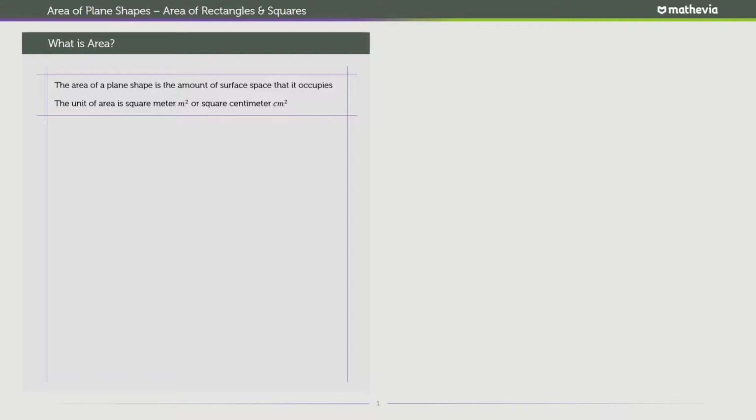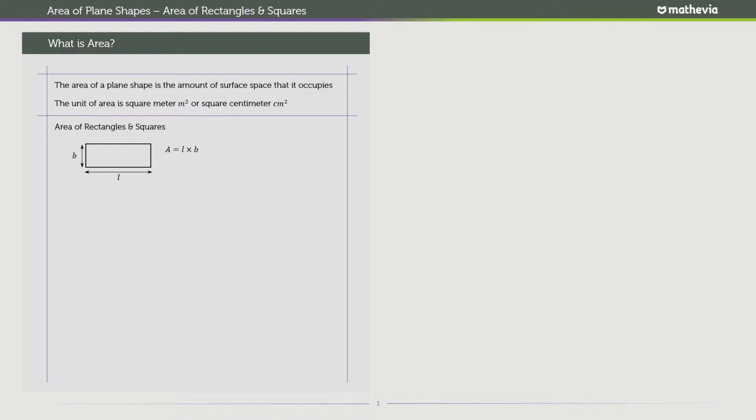Now in this lesson we're talking about the area of rectangles and squares. To find the area of a rectangle is actually quite easy, because a rectangle usually has two distinct lengths. The square has just one length because all sides of a square are equal, but the rectangle has two sides equal and another two sides equal. The longer side is called the length, the shorter side is called the breadth. To find the area of a rectangle, you just multiply the two. So the area equals length times breadth.